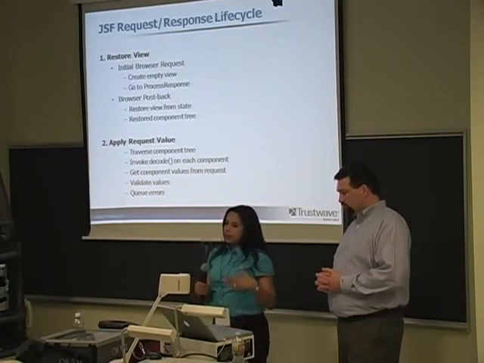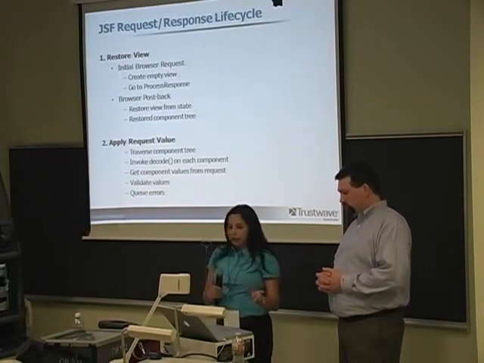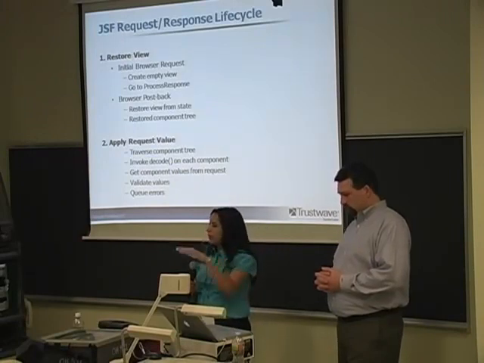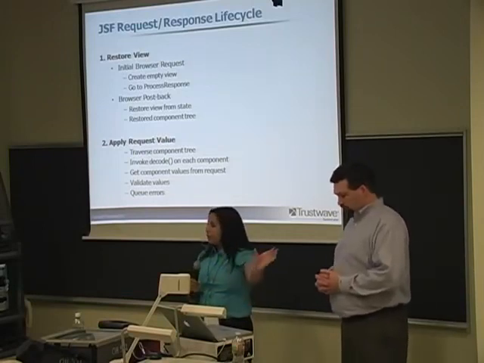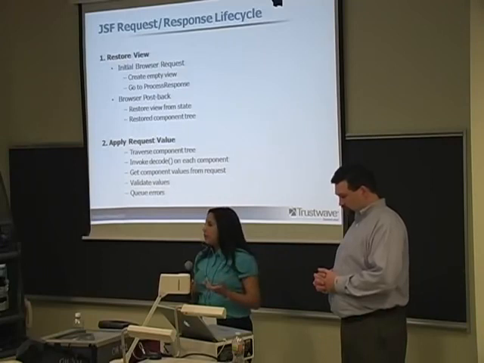The next step is to apply the request values. So, or any other values, you know, cookies or so on that are applicable at this point. So you traverse the component tree and you invoke the decode method on each component. And you get the component values, the corresponding values from the request, and validation's done at this point. So if there's any errors, those are queued up.